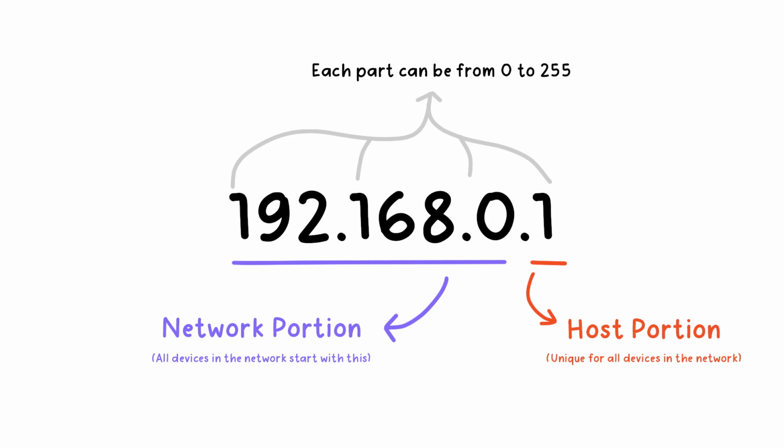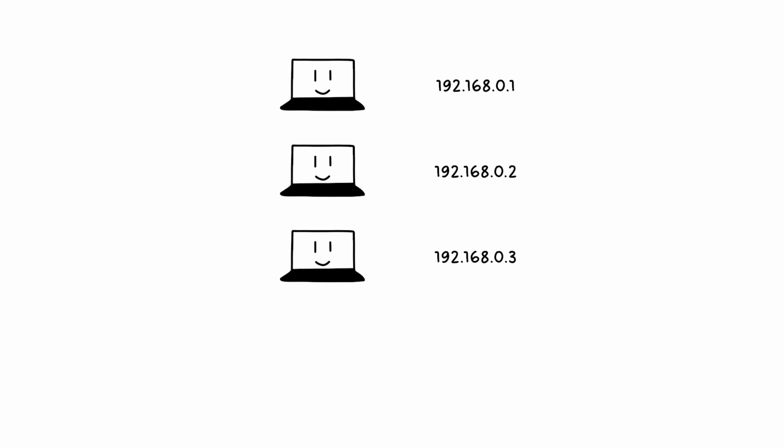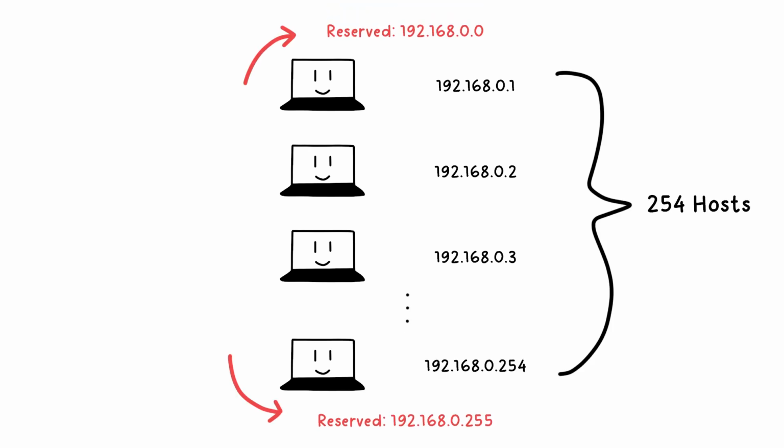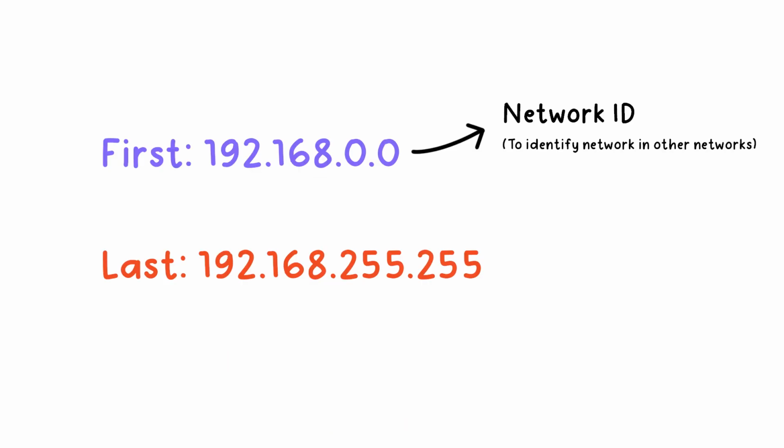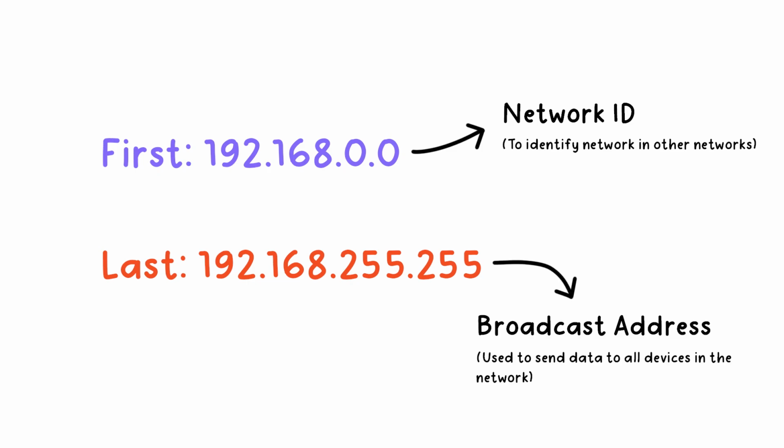This makes for a total of 256 possible addresses for this example, but only 254 of them can be assigned to hosts. This is because the first and last addresses are reserved, the first one being the network ID to identify the network in other networks, and the last address being the broadcast address that devices can use when they want to send a message to all devices within the network.